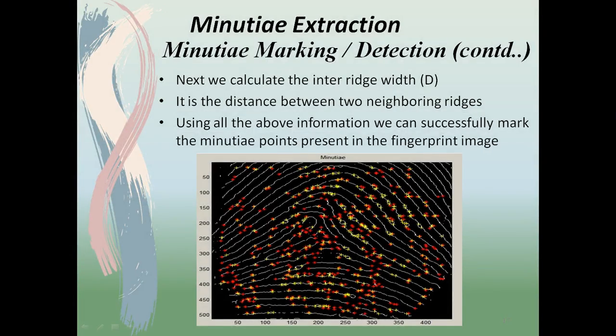Continuing with the minutia marking and detection phase, we first calculate the inter-ridge width, denoted by capital D. That's basically the distance between two neighboring ridges. Using all the information, we have successfully marked the minutia points. In the picture, you can see the minutia points being marked in the fingerprint image.